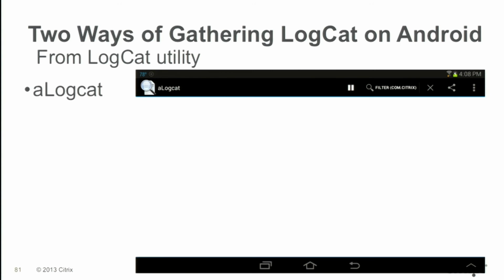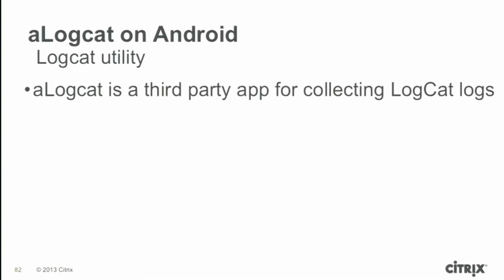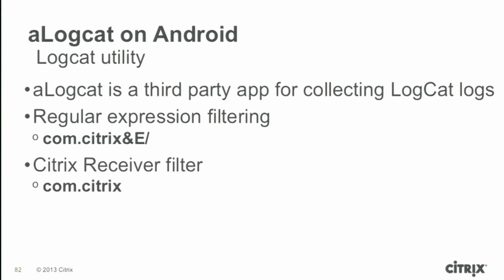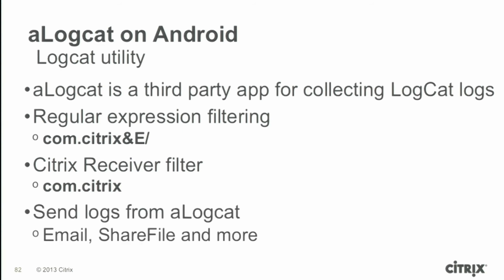Second way to gather the Logcats is with a third-party utility like aLogcat. So aLogcat is a utility that I like to use. It uses regular expressions for filtering ands and ors. And I filter for Citrix issues simply using com.citrix. And you can also send the logs directly from aLogcat via email, ShareFile, or more.